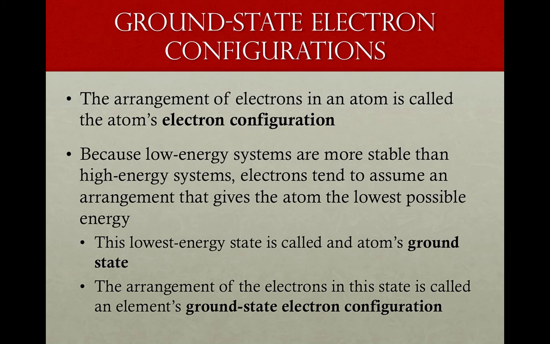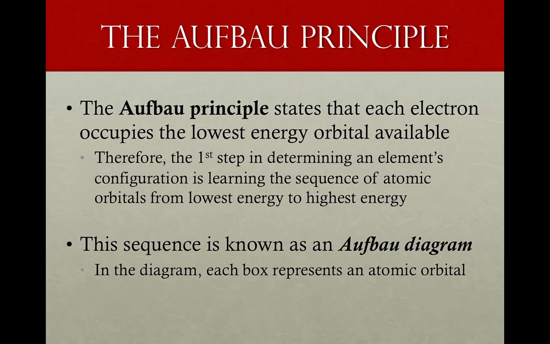The ground state is when the electrons are as close to the nucleus as they can be, and this is when the atom is in its most stable state. And again, remember, atoms, like most things in nature, want to be in their stable form. The arrangement of electrons in this stable state, when the electrons are in their ground state, is called the ground state electron configuration.